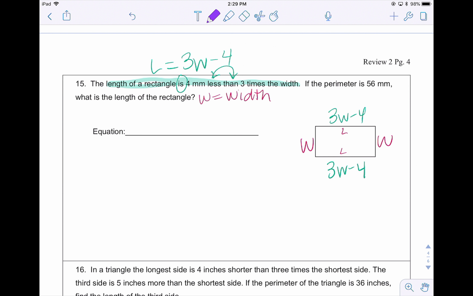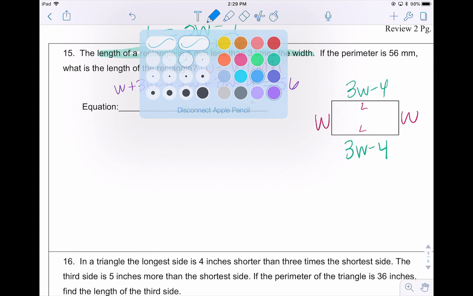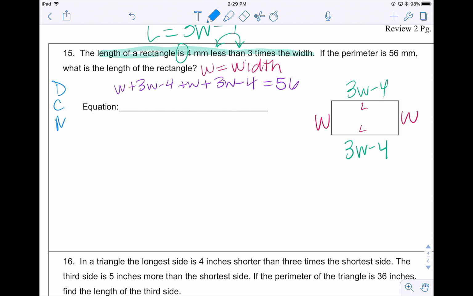Now remember, to find the perimeter, we add up all the sides. So I have W plus 3W minus 4 plus W plus 3W minus 4. And that equals my perimeter of 56. So to solve, I'm going to combine like terms. You could also write this as your original equation. W plus 3W plus W plus 3W is 8W. And then -4 and -4 is a -8. So you could write either of these for your starting equation.